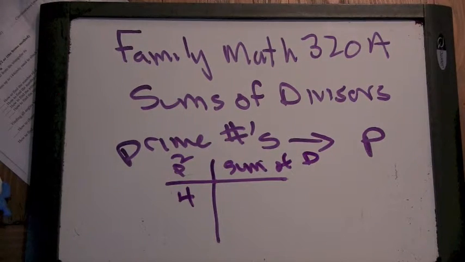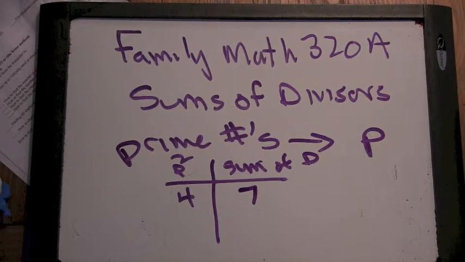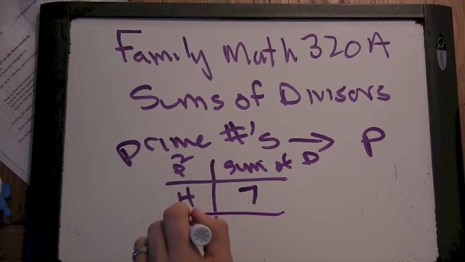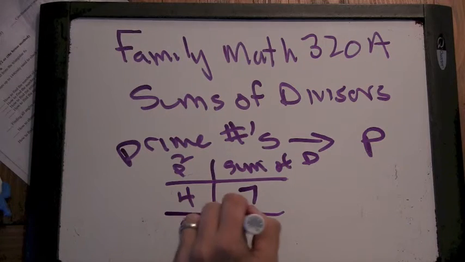So if we have a prime squared like 4, what's the sum of the divisors? Well, we have 4 and 1 and 2. So it's 7. The sum is 7. Okay. How about another prime squared? Well, 9. So we would have 9 and 1, and then 3, so 13.